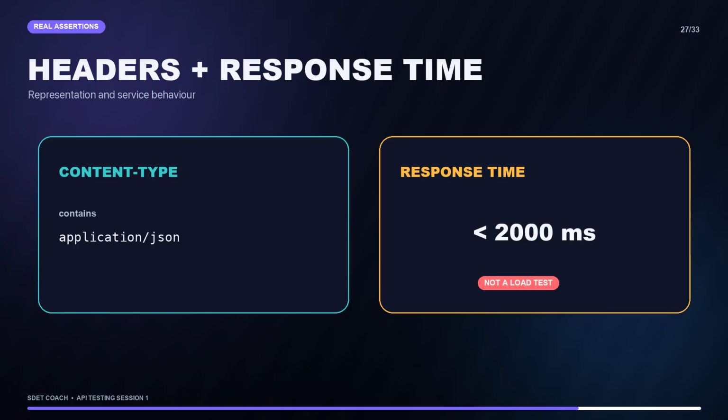The time assertion checks that the response completes in less than 2000 milliseconds. You have just added a mini performance check to a functional test. That is useful as an early warning, but it is not a replacement for load testing. One request from one machine cannot prove throughput, scalability, or behavior under sustained traffic.